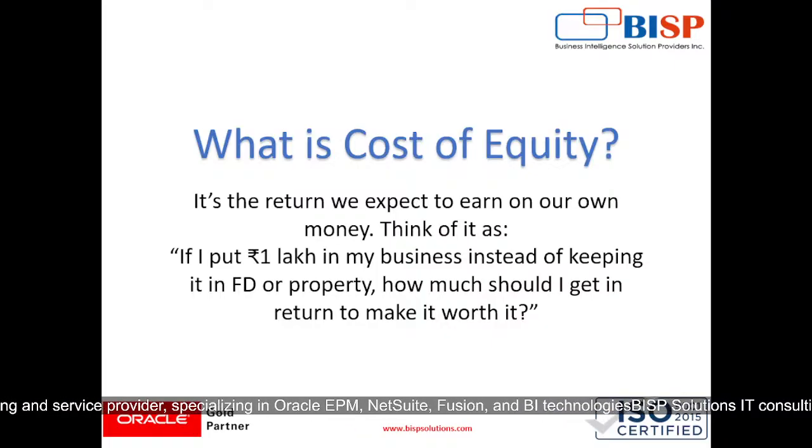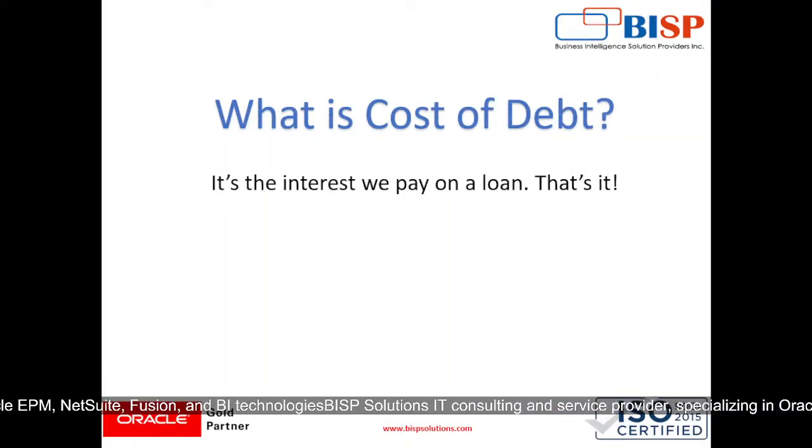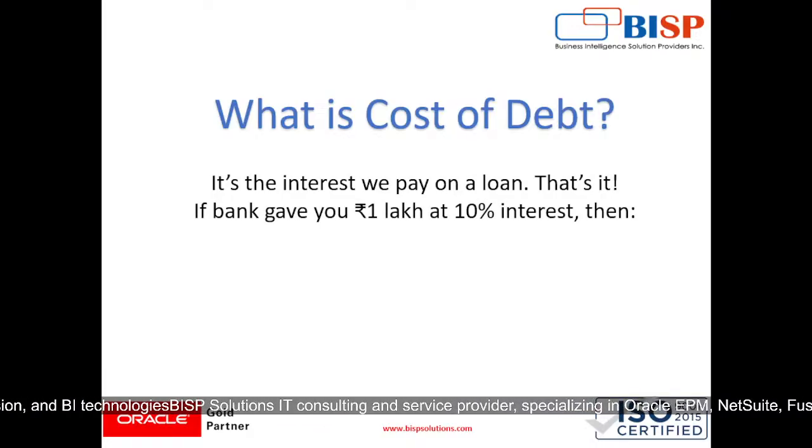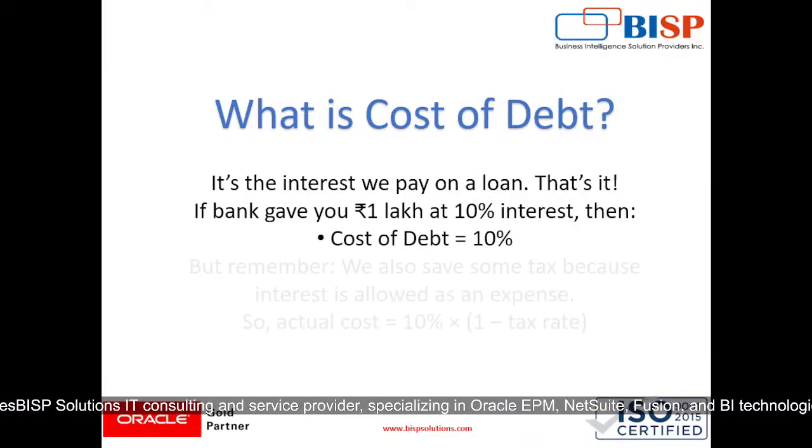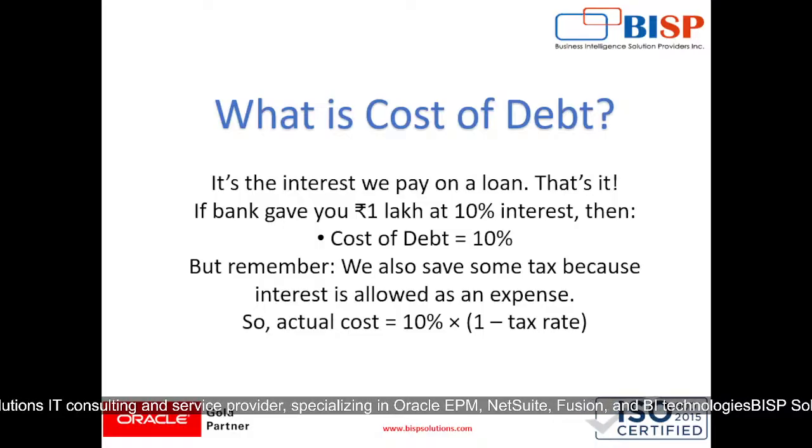So if my business doesn't give at least that much return, I might as well invest it anywhere else, right? Then comes what is cost of debt, which is the interest we pay on a loan. That's it. So if my bank is giving me 1 lakh at 10% interest, then my cost of debt will be 10%. But remember one thing, that we also save some tax because interest is allowed as an expense. So actual cost will be 10% into 1 minus tax rate. And in the long run, businesses always take 25% to 30% as their tax rate.